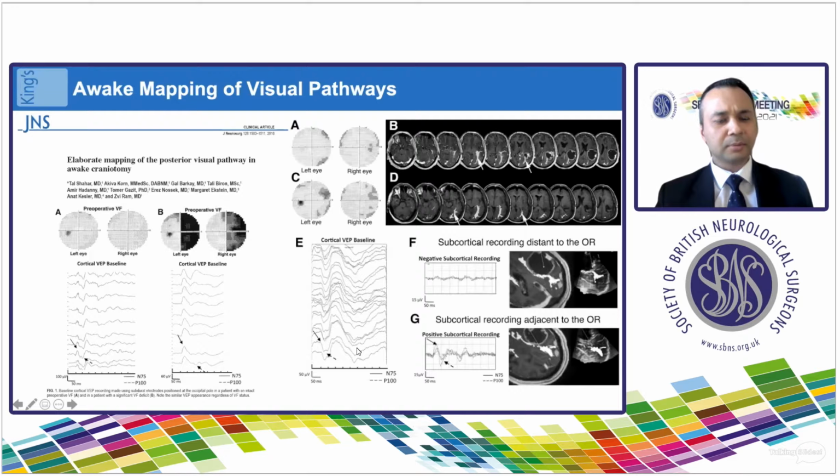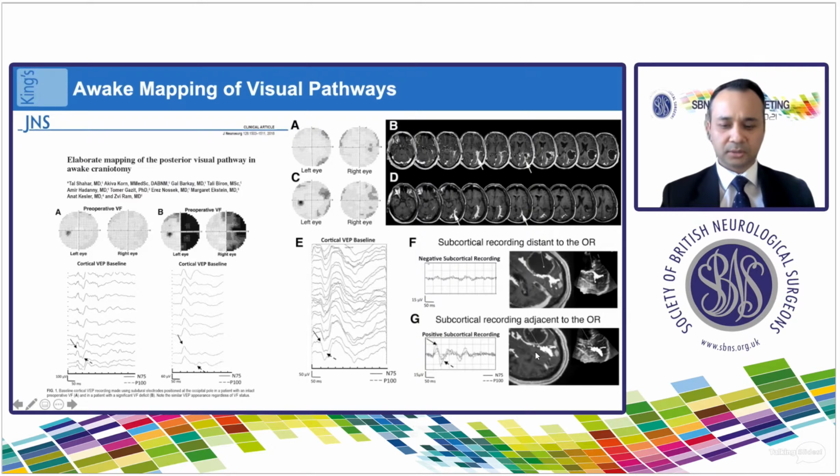For an example of VEP mapping that has been done in the past and which is commonly done, which have shown that there are good recordings that we can obtain even if the patient has preoperative deficits. Despite that, a good recording. And in this example, where they have recorded a subcortical recording distant to the OR, a negative recording here. In the F image and the G image, there is a positive recording demonstrating a close proximity of the tumor to the optic radiation.